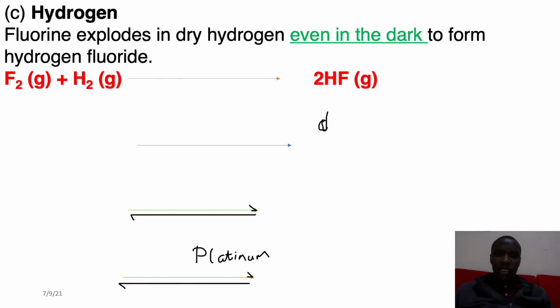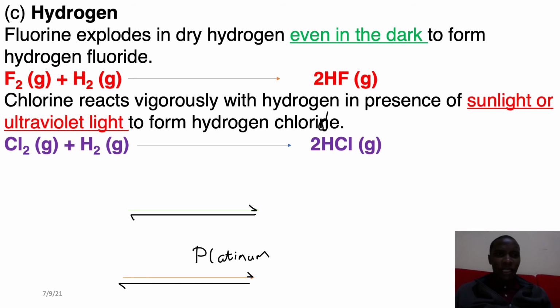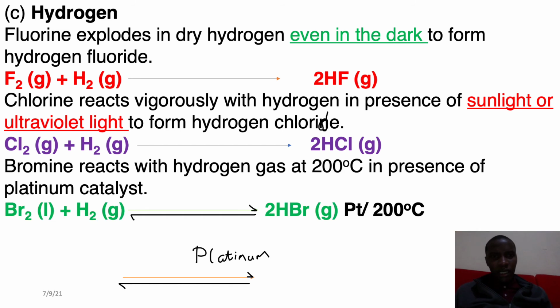Fluorine can easily react with the hydrogen with a lot of ease. There is no need to put any conditions. So it explodes in dry hydrogen, even in the dark, to form hydrogen fluoride. When it is chlorine, it reacts vigorously with the hydrogen to form hydrogen chloride. That is in presence of ultraviolet light.